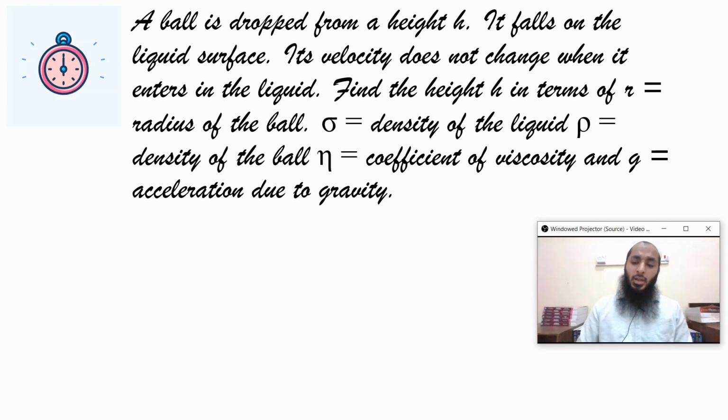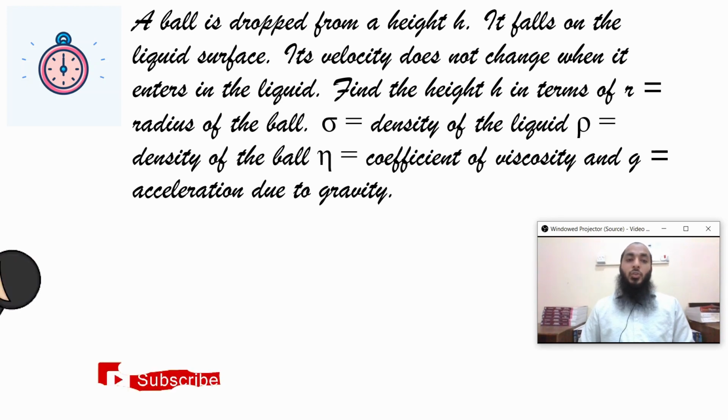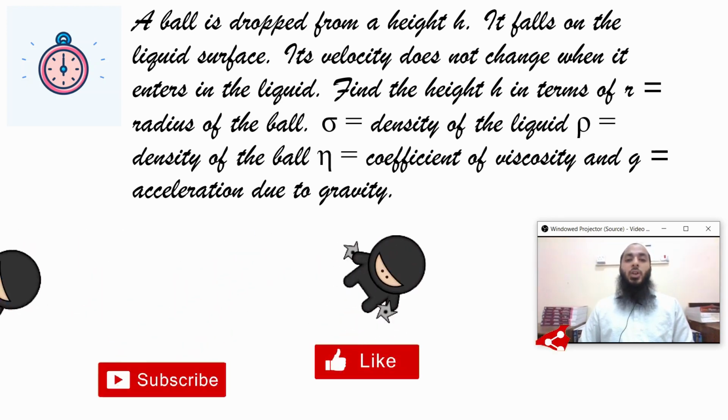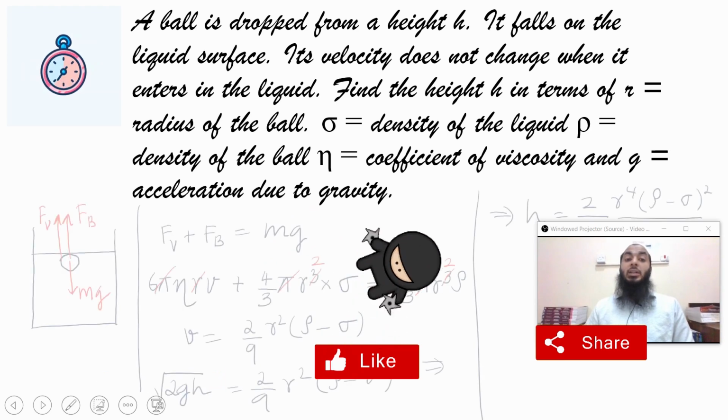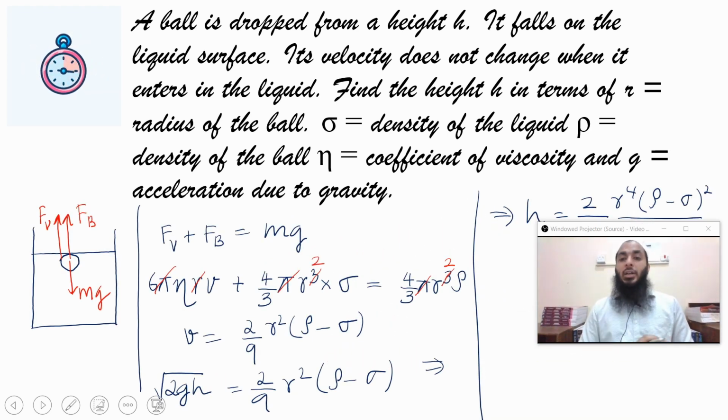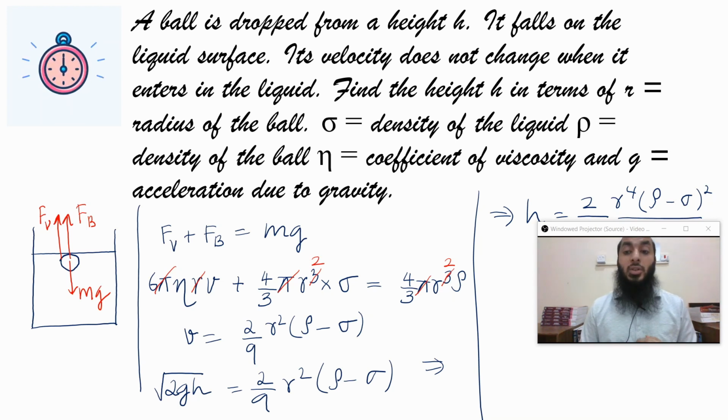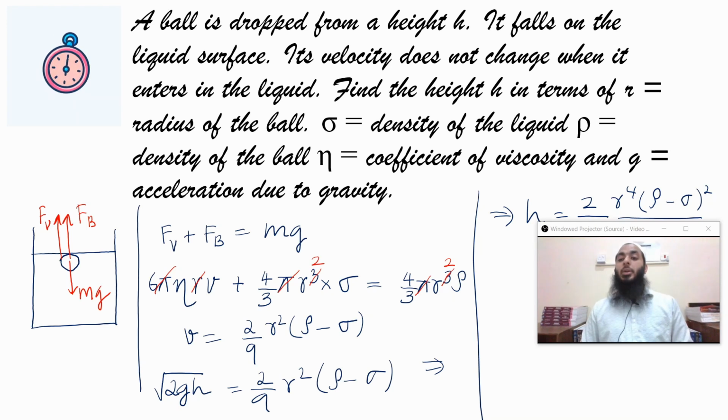Okay, and this is the final question that we have here. Some questions I did not get, so this is the last question that I have with me. A ball is dropped from a height h. It falls on the liquid surface. Its velocity does not change when it enters the liquid. Find the height h in terms of the radius of the ball, density of the liquid and density of the ball, coefficient of viscosity and acceleration due to gravity.